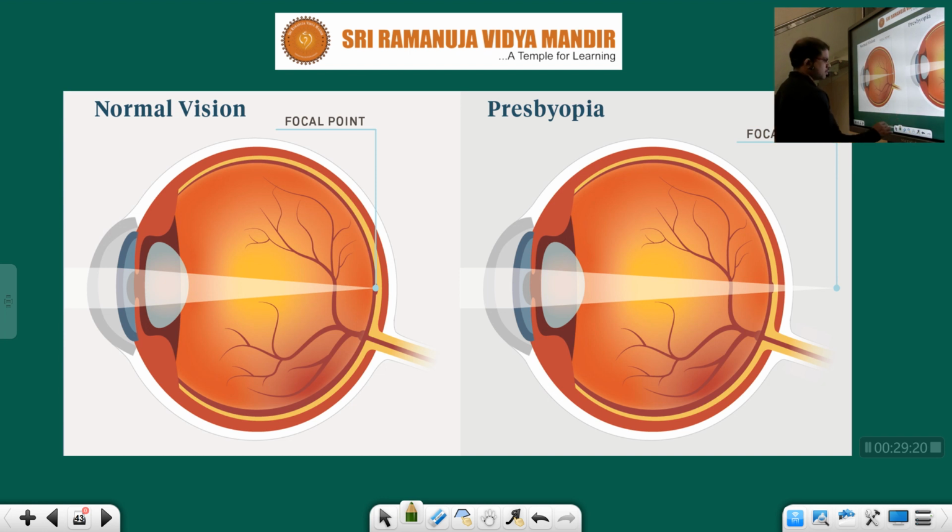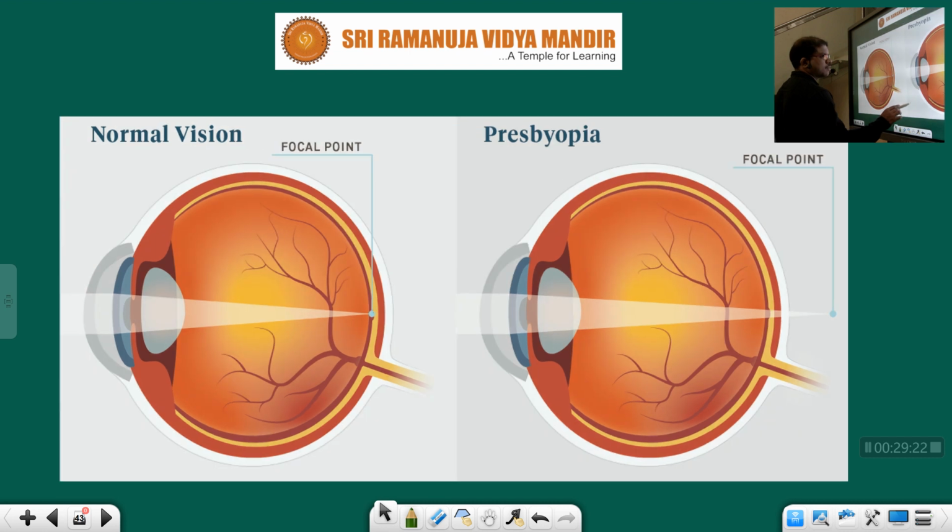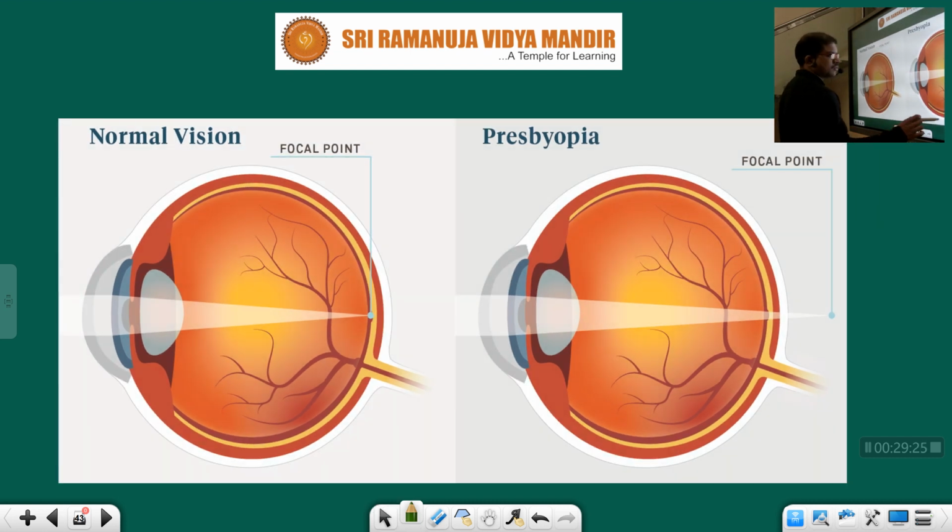See, children, again this one is also like hypermetropia only. See, this is the eye and here the image should form. But a person who is suffering with presbyopia, for them the focal point will be away from the retina. Instead of falling here, it falls somewhere behind the retina. So due to this, the objects which are near to them, they can't see, they can't read anything.